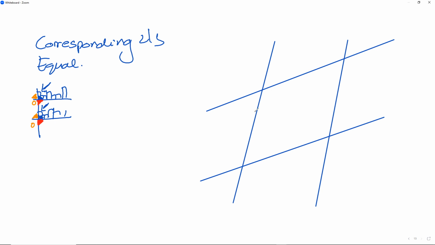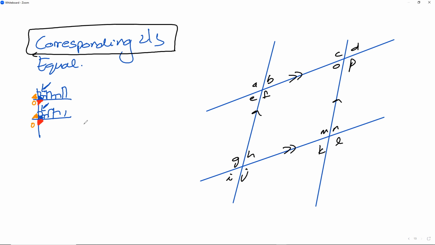Now, with these parallel lines, we're normally given, maybe let's say alphabet for this one. Let's say I've got A, B, C, D, E, F, G, H, and then I, J, K, L, M, N, O, and P. The arrows being parallel. I want to locate all of the corresponding angles. Okay, so where are all the corresponding angles found for this particular diagram?